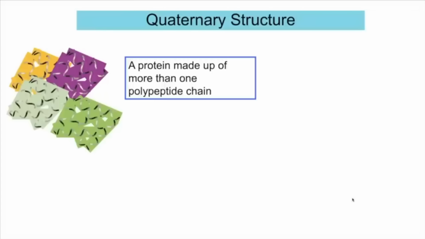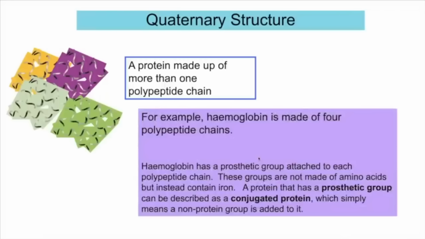The last level of organisation is the quaternary structure, and this is when a protein is made up of more than one polypeptide chain, which is shown here by the different colours. So we've got 4 polypeptide chains collected together to form one protein. And the key example that you learn is haemoglobin, which is made up of 4 polypeptide chains. Now, haemoglobin also has a prosthetic group attached to each polypeptide chain, and that is the heme group. And a prosthetic group is one that is not made up of amino acids, and for a haemoglobin molecule, the prosthetic group doesn't contain amino acids, but instead it contains the ion.